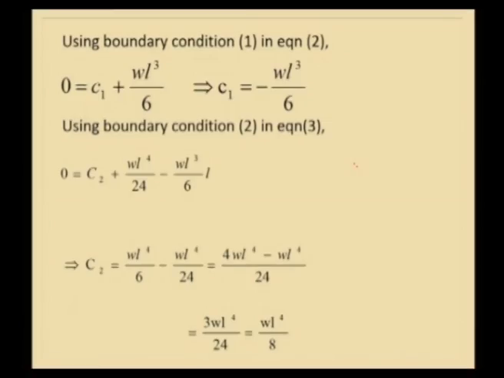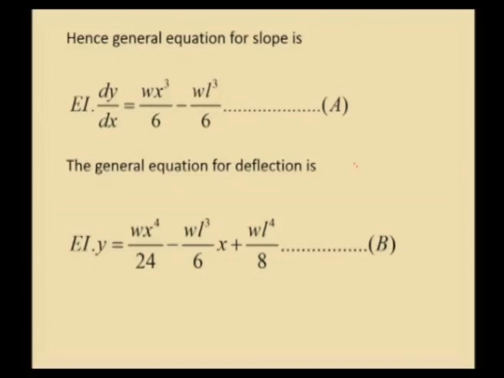Substituting boundary condition 1 in equation 2, we get C1 equal to minus W L cube by 6. Using boundary condition 2 in equation 3, we get C2 equal to W L power 4 by 8. Substituting the values of C1 and C2 in equations 2 and 3, we will get the general equation for slope and deflection.